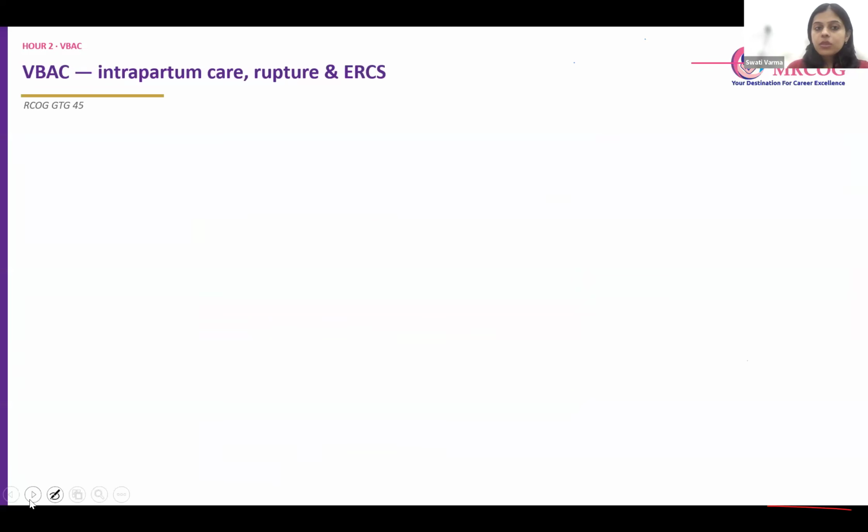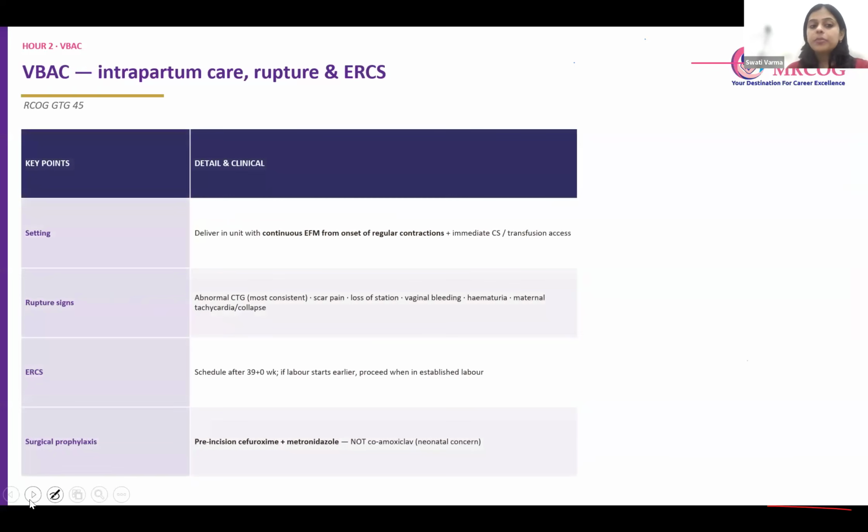Next, regarding VBAC intrapartum care. Deliver in a unit where you can put her on continuous electronic fetal monitoring right from the onset of regular contractions. Plus, if you need to shift her for cesarean section, there should be immediate C-section and transfusion access. You should be on the lookout for abnormal signs as you have already put her on continuous CTG. Wherever you find any bradycardia or abnormal CTG, you have to consider rupture in your mind. What can be the other signs? Scar pain, loss of station.